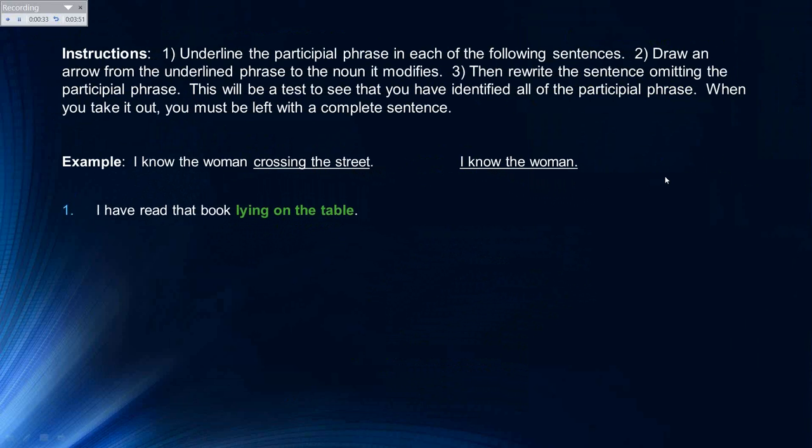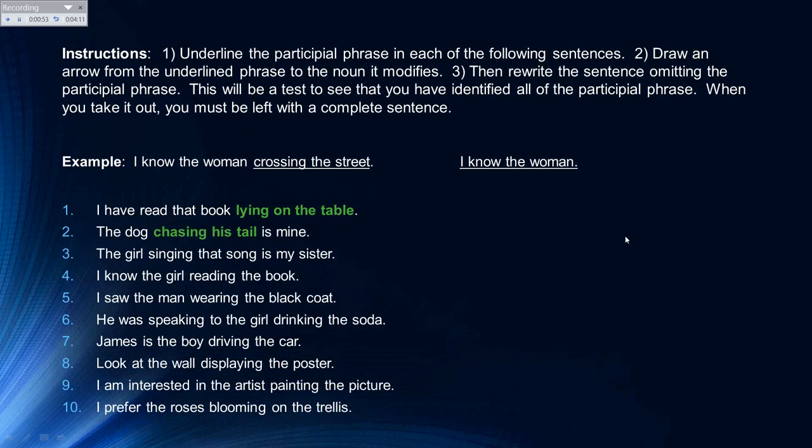So your basic sentence is, I have read that book. Lying on the table is your participial phrase, and it modifies book. Notice that this participial phrase sits next to the word that it modifies. That's a critical element. It has to sit next to the word that it modifies. So you can pause and go ahead and do this, or you can keep going with me.